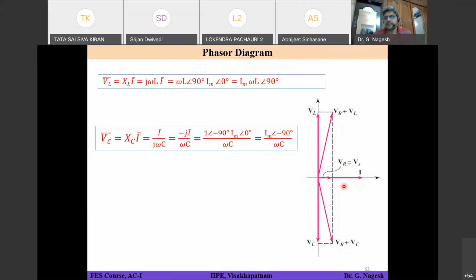If they are not equal and they have some other value, accordingly VS can be somewhere on the top or bottom.